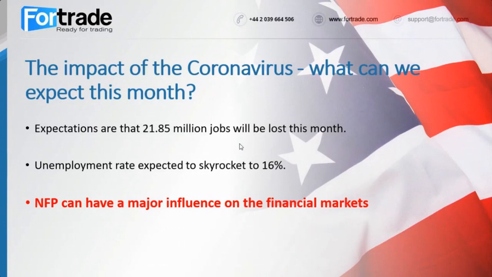This month, the NFP is taking place on Friday, May the 8th, and analysts expect 21.853 million jobs to be lost this month, and for the unemployment rate to skyrocket to 16%. If analyst predictions are correct, this would be the worst unemployment figures since 1939, and that number is likely to rise still further next month.